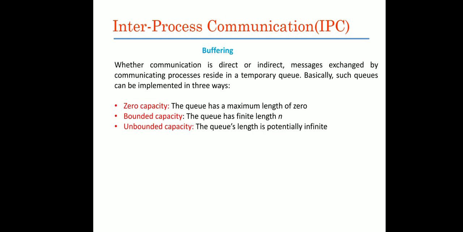The second type is called bounded capacity. These buffers have limited size. If the size of the message exceeds the given buffer, the data may be corrupted or dropped at the buffer. This bounded capacity has a finite length of n, and n can be any value. In unbounded capacity, there is no size limit on the queue. It has infinite length.